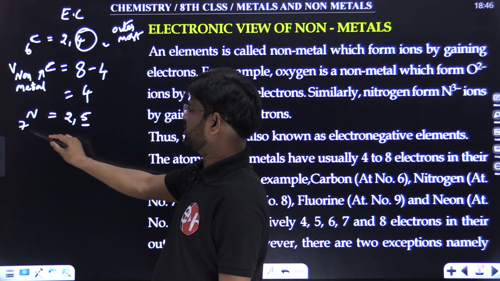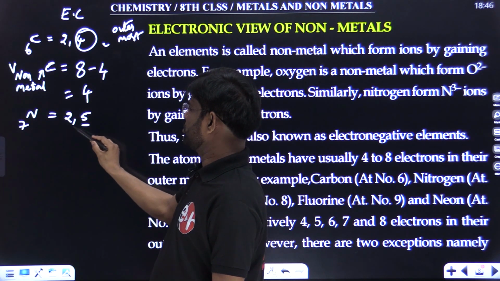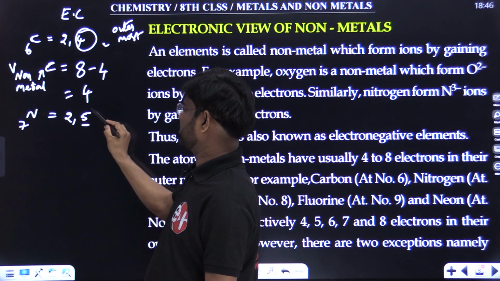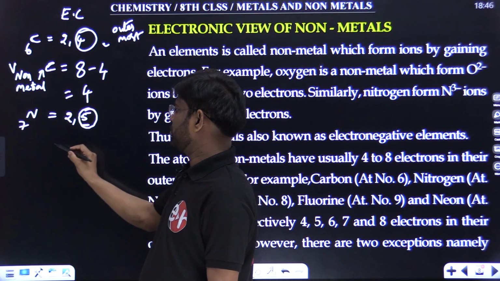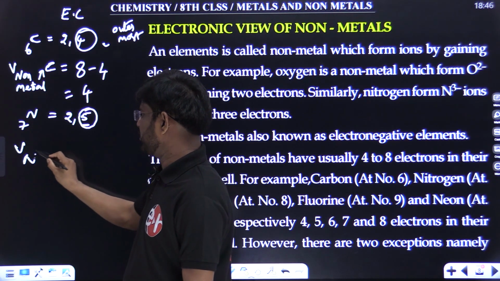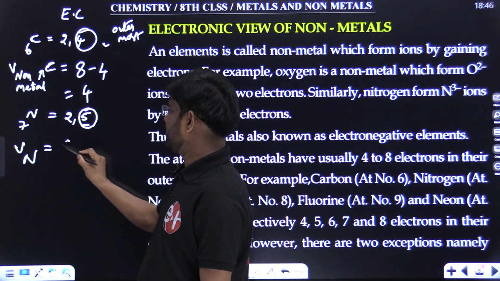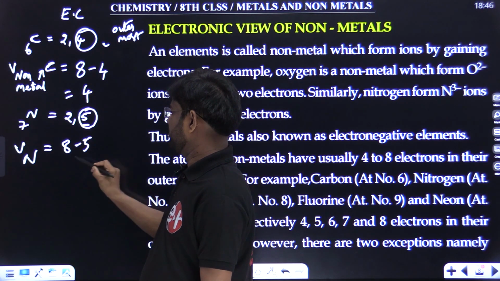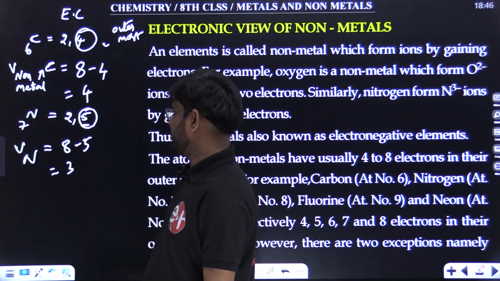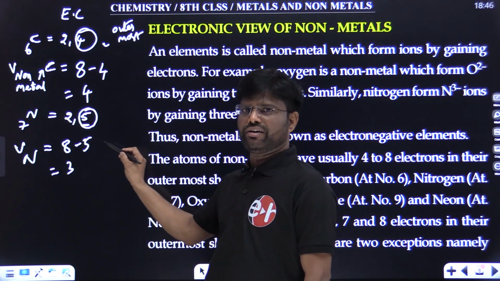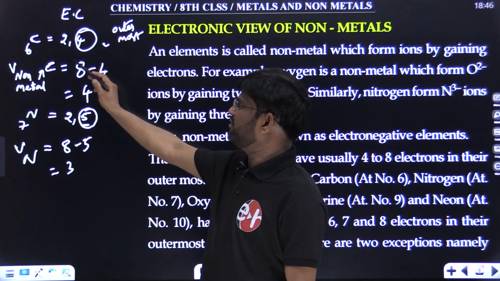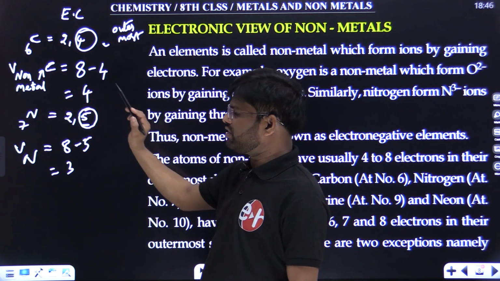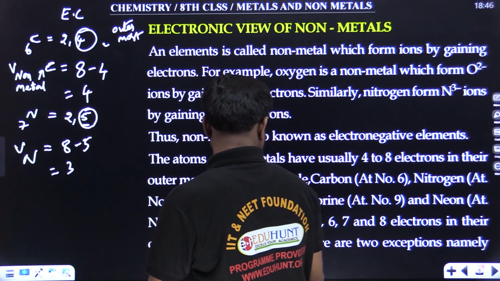Nitrogen, atomic number 7, is 2, 5. So valence electrons, that means outermost electrons, are 5. To find the valency of nitrogen, 8 minus 5, so the valency is 3. Valence electrons 5, valency is 3. Here also carbon has valence electrons 4 and valency 4.